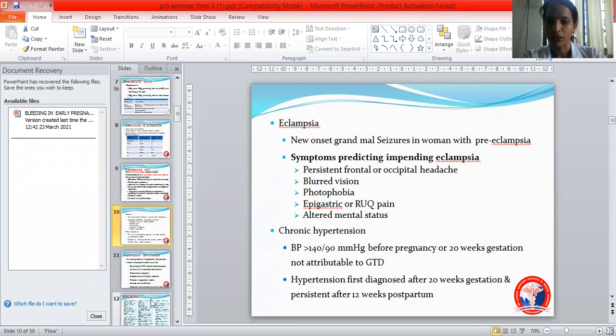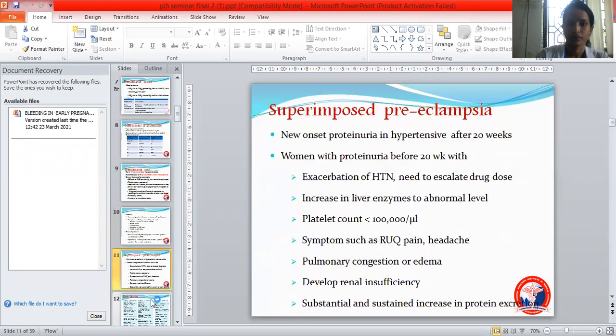And chronic hypertension means if the blood pressure is more than 140 or 90 millimeters of mercury, that does not satisfy the criteria for gestational hypertension. That is, it occurs much before 20 weeks of gestation or even before pregnancy, then it comes under chronic hypertension. So hypertension which was first diagnosed after 20 weeks of gestation, or when it is persistent for more than 12 weeks postpartum, then it is called chronic hypertension.